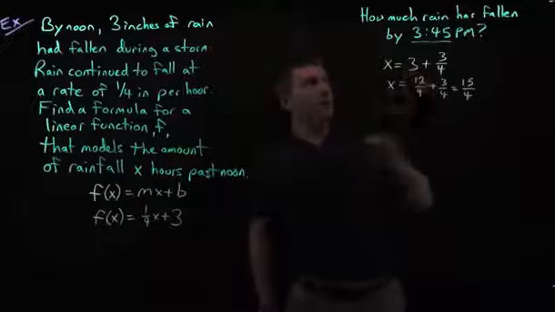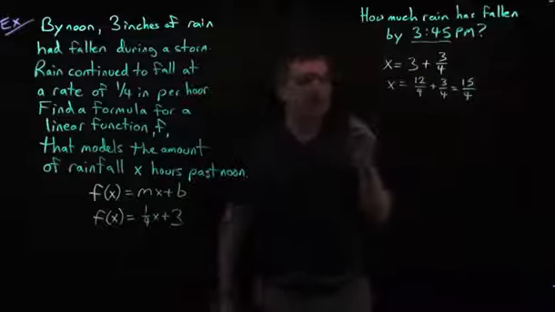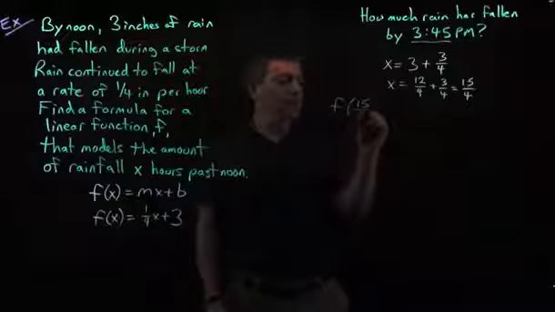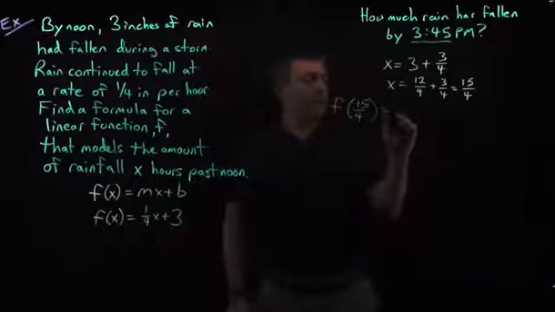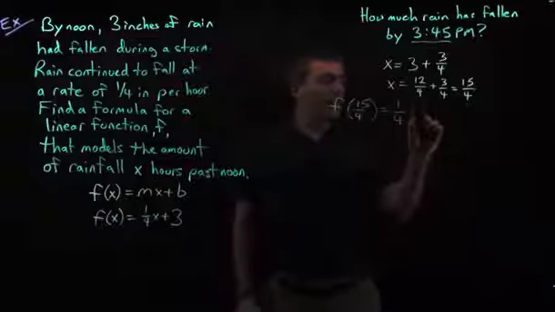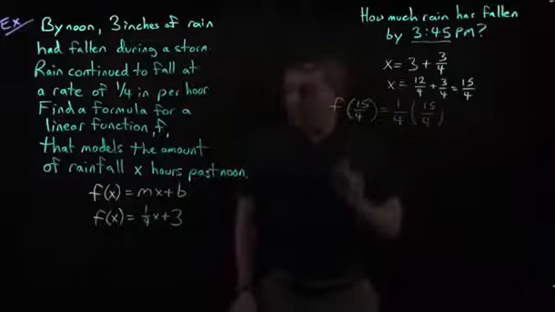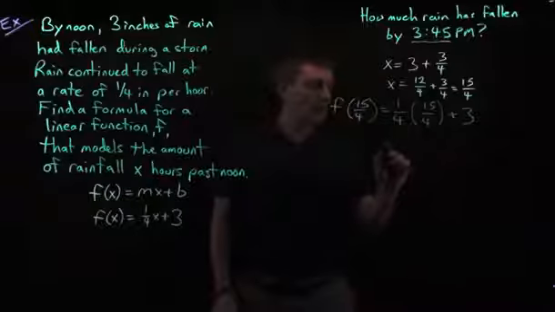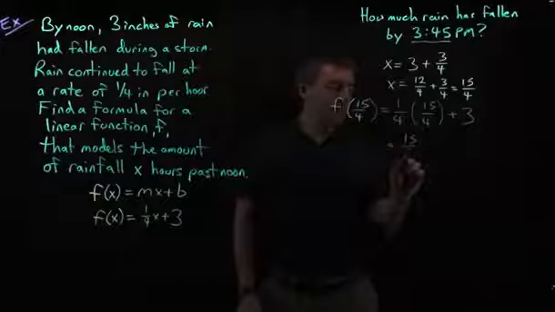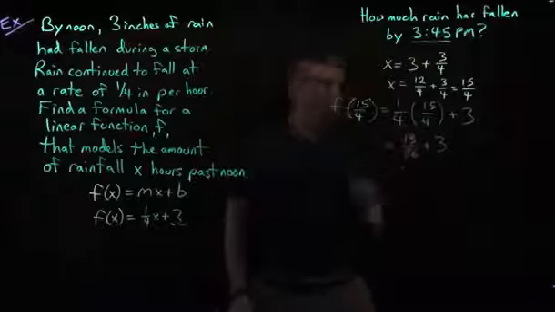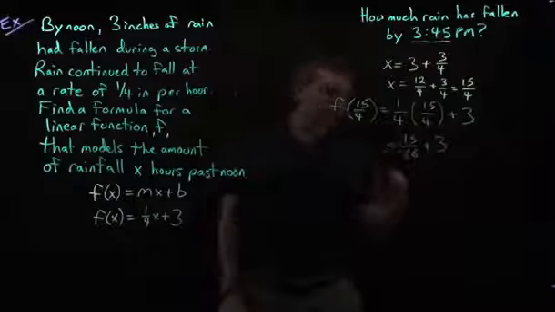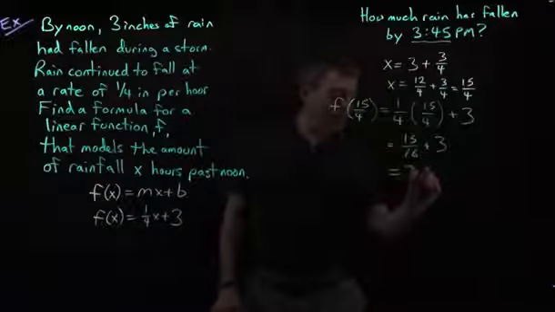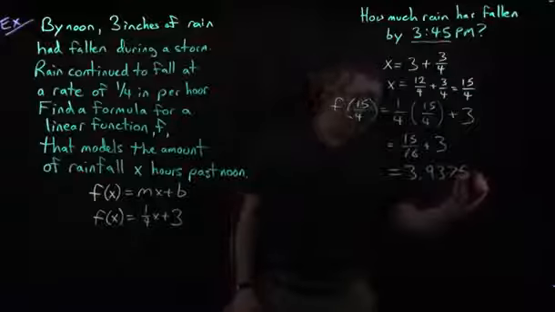All right, let's go ahead and solve the problem here. How much rain has fallen by 3:45 p.m.? Well, that'll be our function f evaluated at 15/4. That's 1/4 times 15/4 plus 3. So we have 15/16 plus 3. And that's going to be 3.9375 inches.